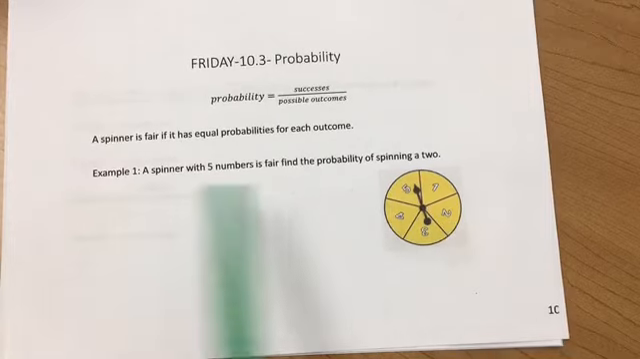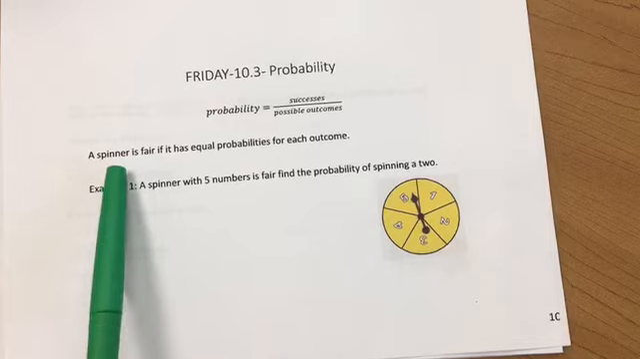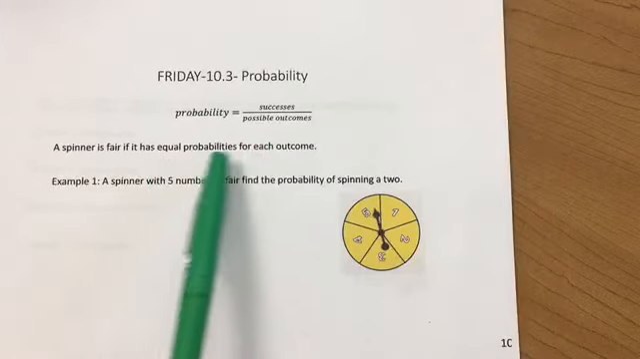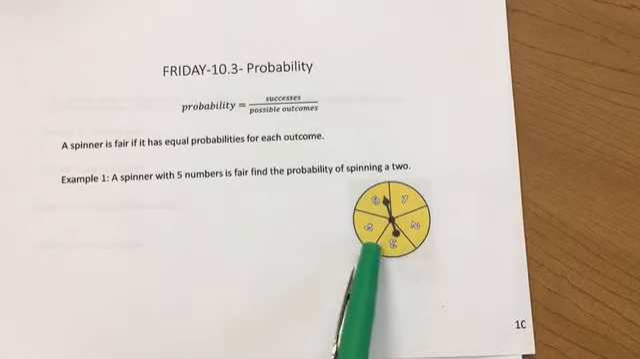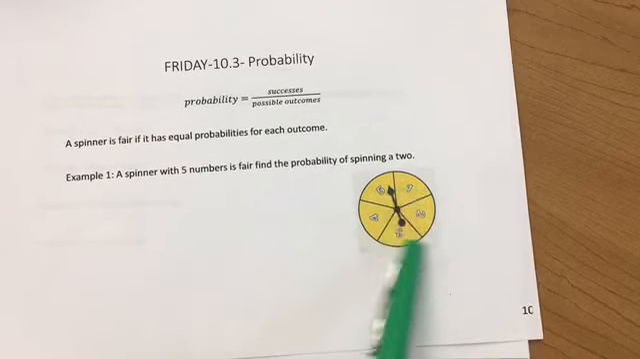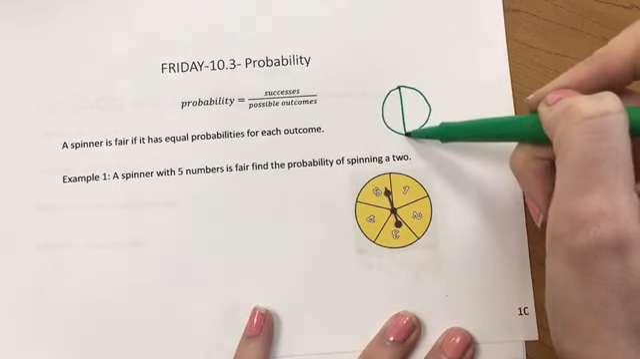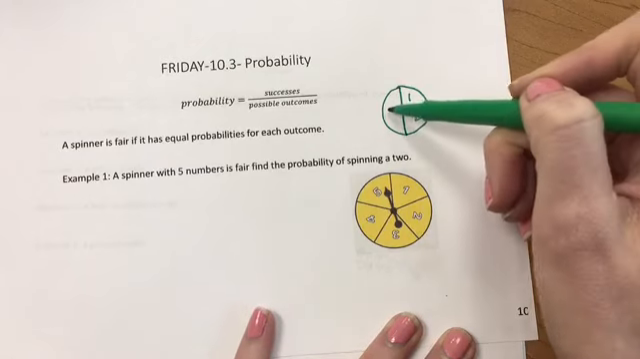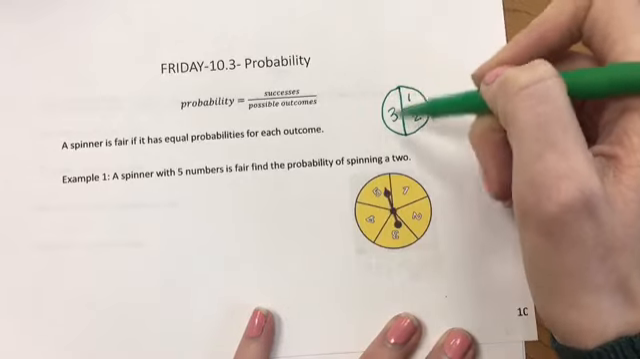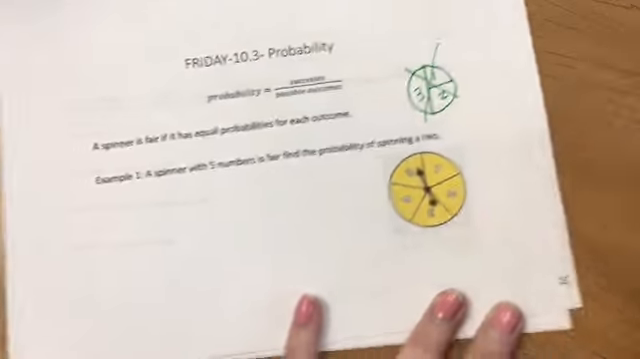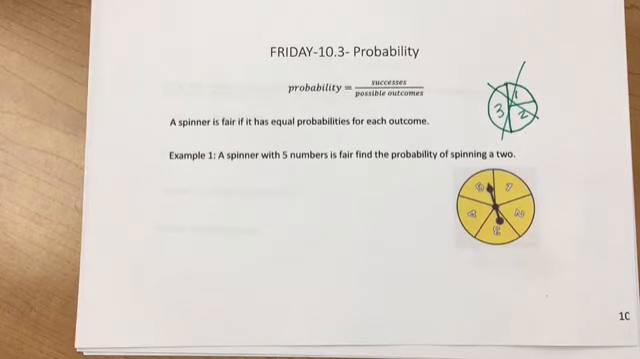So here it says a spinner is fair. This is just another note before we start an example. A spinner is fair if it has equal probabilities for each outcome. So we would say this is a fair spinner because each outcome, 1, 2, 3, 4, and 5, are the same size. We would say a spinner that looks like this, let's say we have a spinner 1, 2, and 3, is not fair because it's more likely that you'll land on 3. So we would say this isn't fair. We'll only be working with fair spinners in this section.